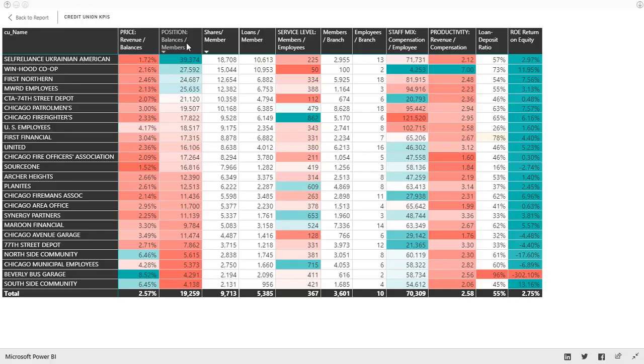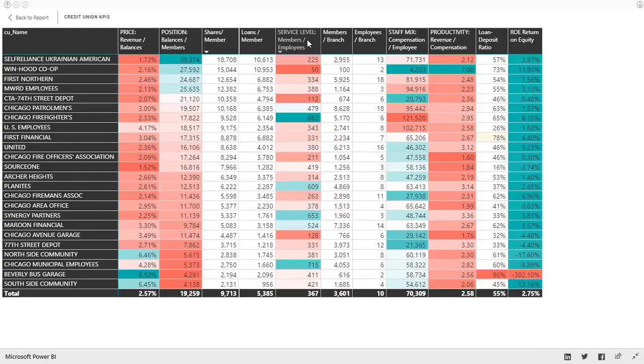The position metric is balances per member. What we're looking at here is the productivity of the individual relationships that we have. And the reason we call this positioning is because it looks at, are we in the high end of the market? Are we in the low end of the market? Are we in the mid-market? What's our member profile look like? We break that down into shares per member and loans per member to add flavor to it.